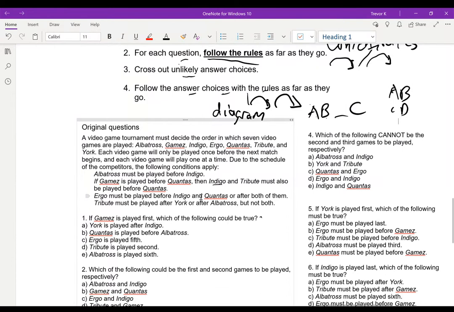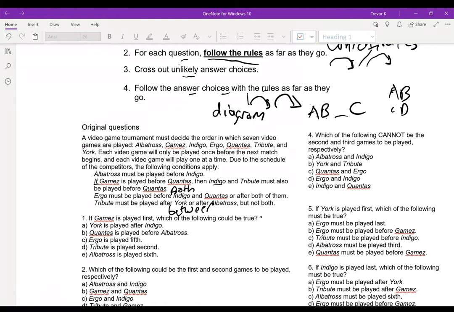So these are reasonably straightforward rules. Albatross is before Indigo. Cool. If Games is before Qantas, Indigo and Tribute must be played before Qantas. So this is an important thing. We're going to pay attention to this if, right? We don't know anything about what happens if Games is not played before Qantas. All we know is if Games is before Qantas, Indigo and Tribute are also before Qantas. So pay attention to that if. Ergo must be played before both Indigo and Qantas or after both of them. There's an implied both here, which is kind of important. And then last, Tribute must be played after York or after Albatross, but not both, which is pretty much the same thing as Tribute must be played between York and Albatross.